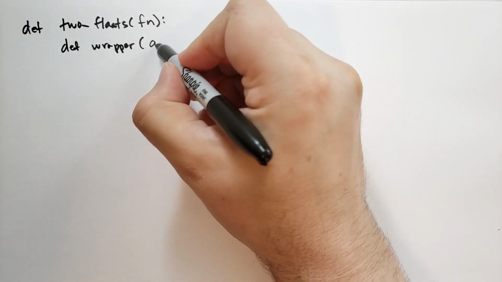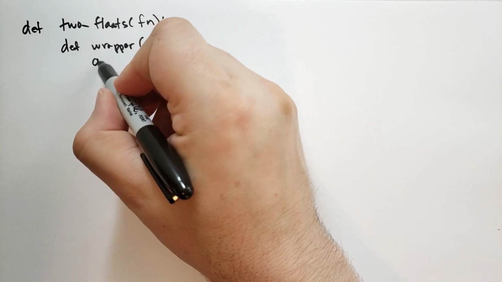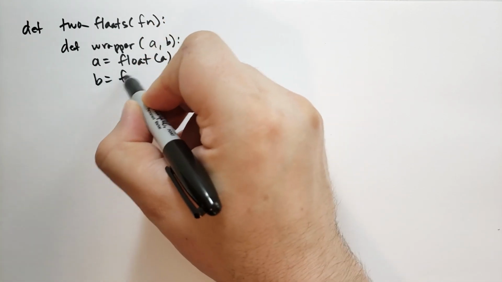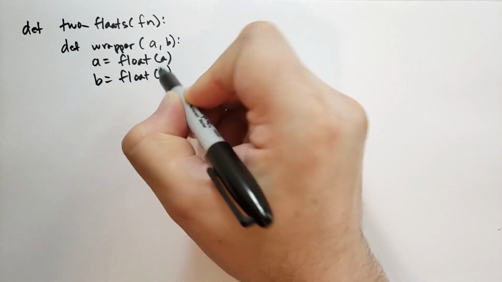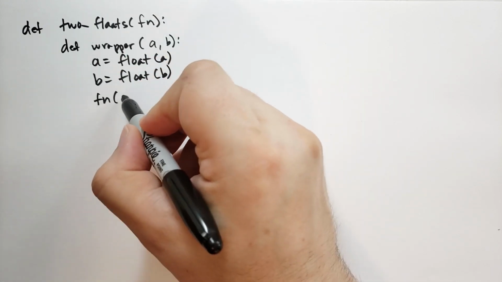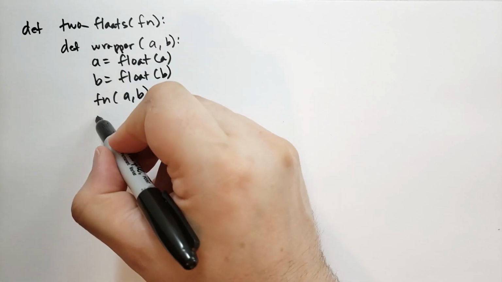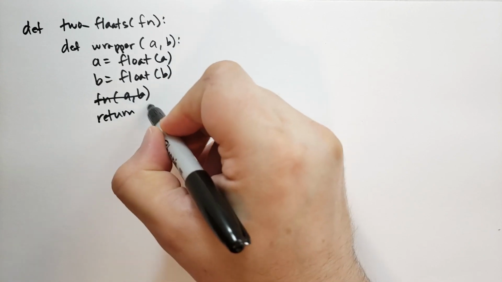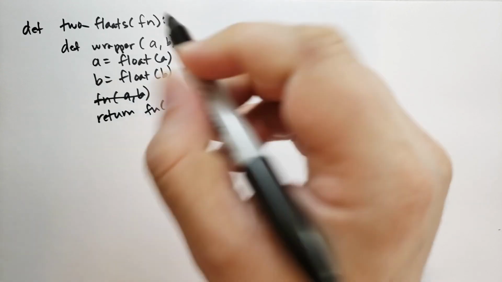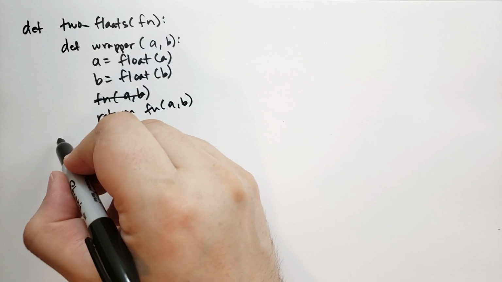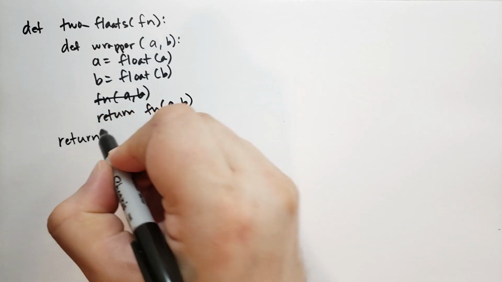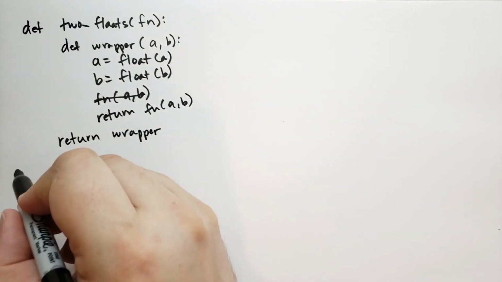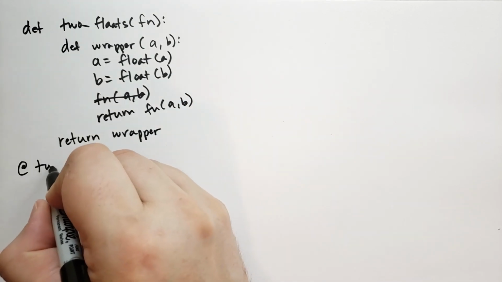So the wrapper itself is going to take 2 parameters. It's going to change these to be floats. So b equals float(b) and a equals float(a). And then we're going to call the original function, and then we're going to return the result of that. So let's do this. Return it like that. And then the decorator has to return a function. It's not going to return the original function. It's going to return a new function. Okay?